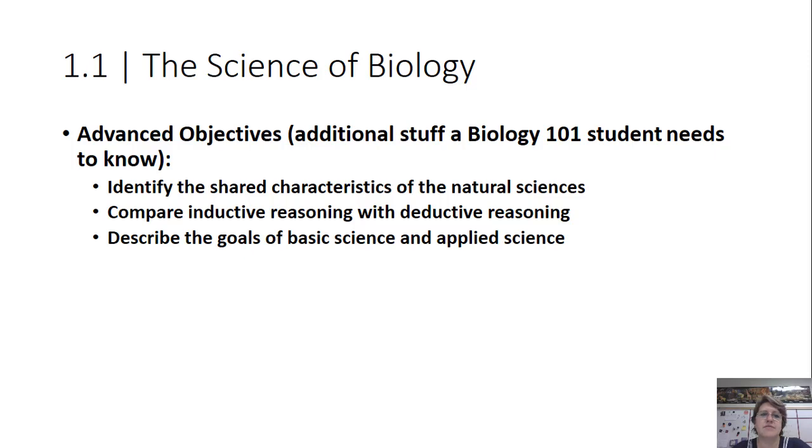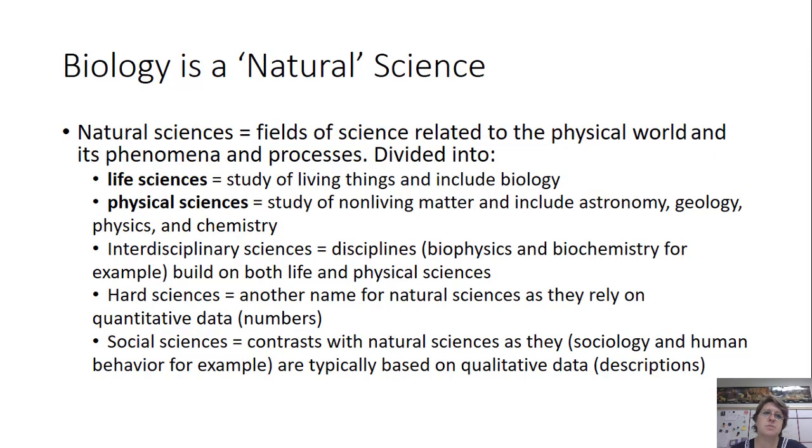All right, so here are the advanced objectives. We also want to identify the shared characteristics of the natural sciences. We want to compare inductive reasoning with deductive reasoning, and we want to describe the goals of basic science and applied science. So biology is what we call a natural science. A natural science is a field of science that's related to the physical world and the phenomena and processes around it. And it's typically divided into life sciences and physical sciences.